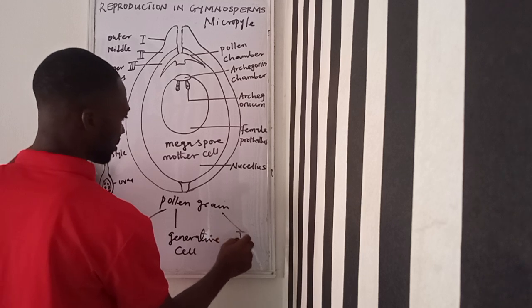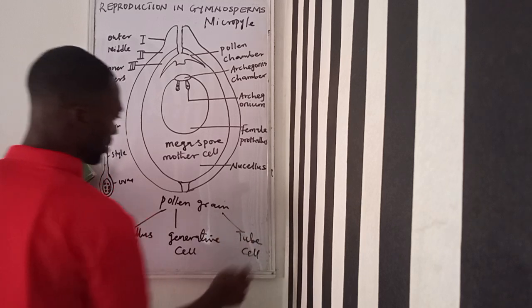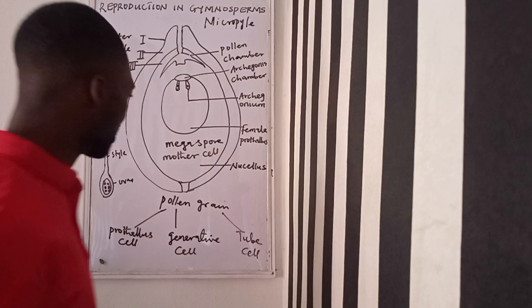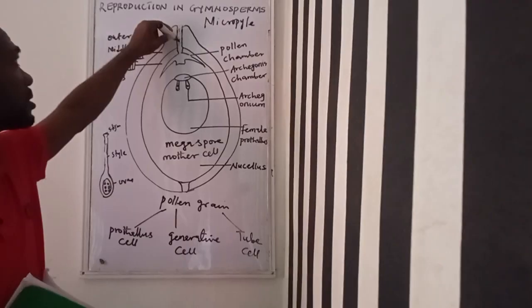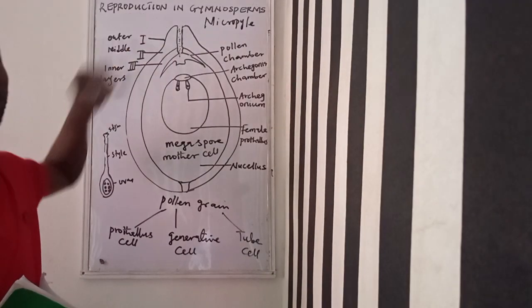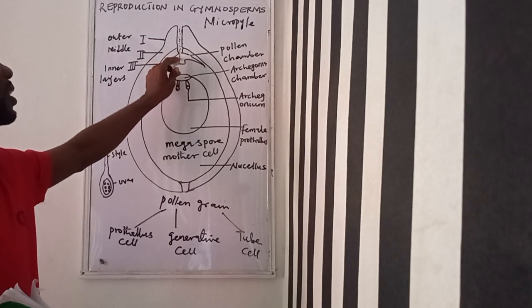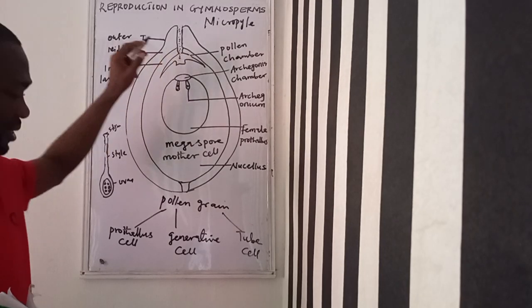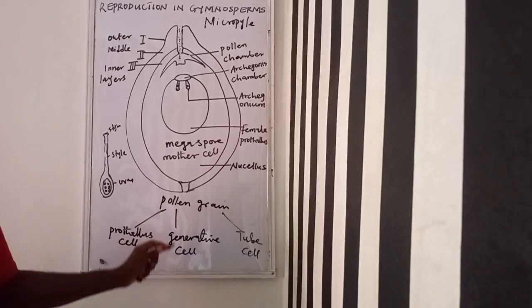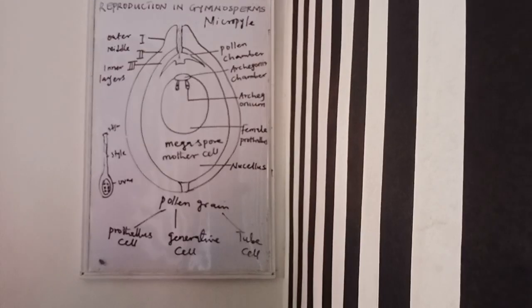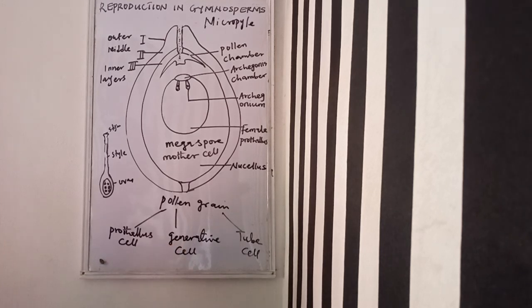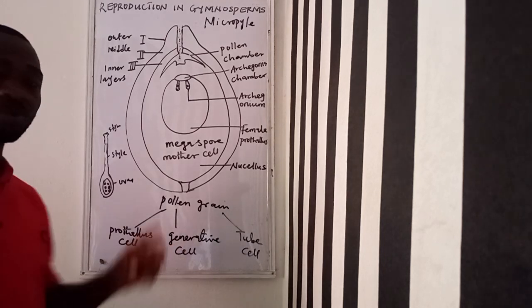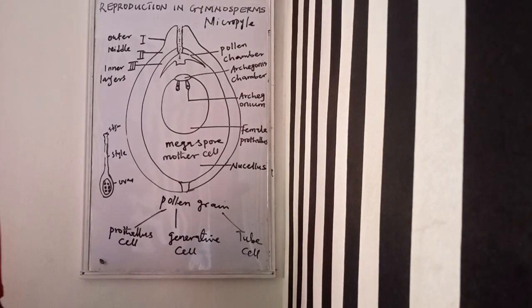Then this is the tube cell. Please note this carefully: this pollen grain, like I said, by the time it is drawn in through the micropyle, the opening of the ovule, which is called the micropyle, then the pollen grain now divides into the prothallus cell, the generative cell, and the tube cell. So the generative cell will now divide into two other cells, the stalk cell and the body cell.